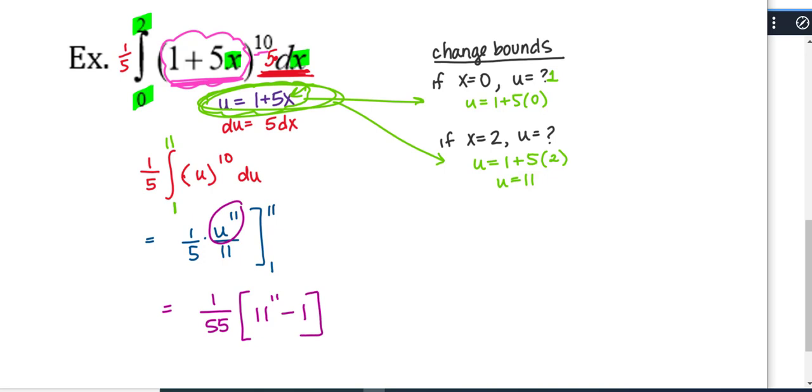That is a very, very large number. Even if you try to calculate that on your calculator, you're going to get something like 2.85 E11, just for the 11 to the 11th part. So this is a fine and acceptable answer. There's no need to write out that huge, huge number.